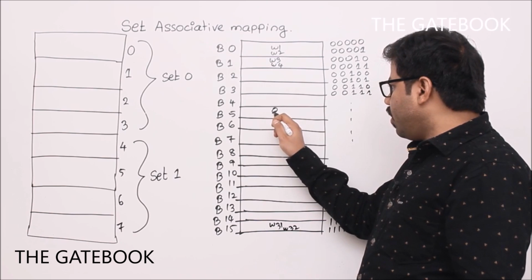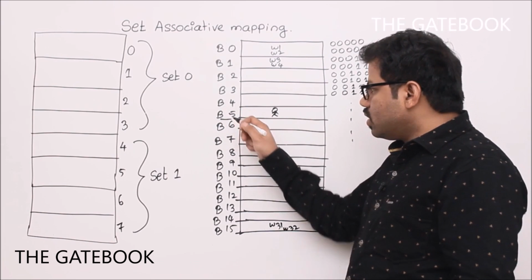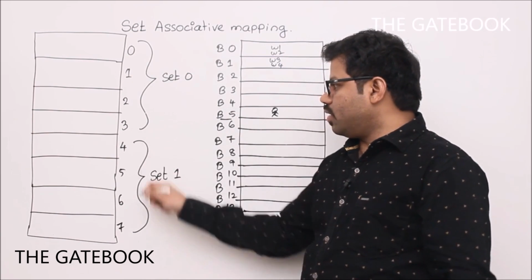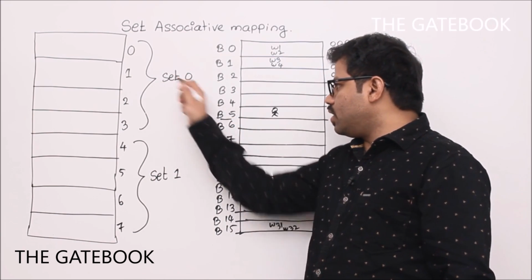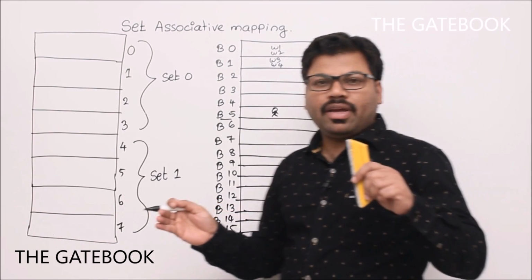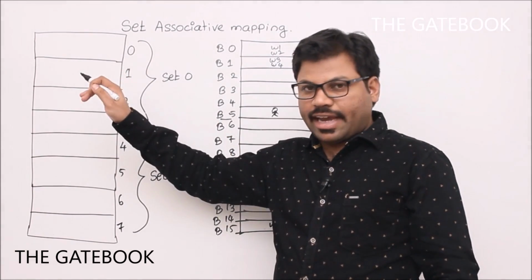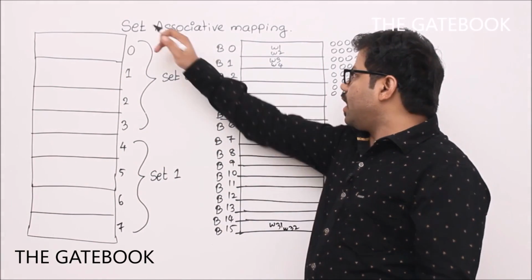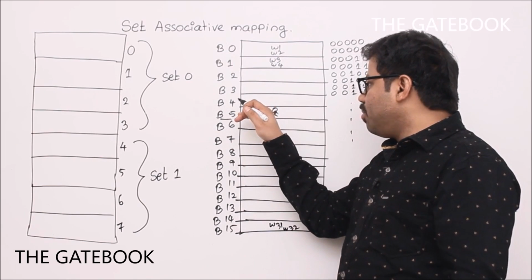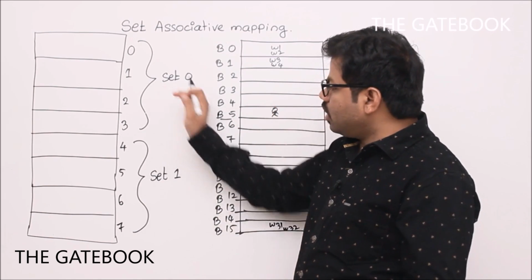Let us take B5. So this block number 5, where it goes is decided by the set number. That means either it will go to set 0 or set 1. That is fixed, like direct mapping. In direct mapping, each main memory block will go to a fixed cache block, right? But here in set associative mapping, each main memory block will go to a fixed set, maybe set 0 or set 1.